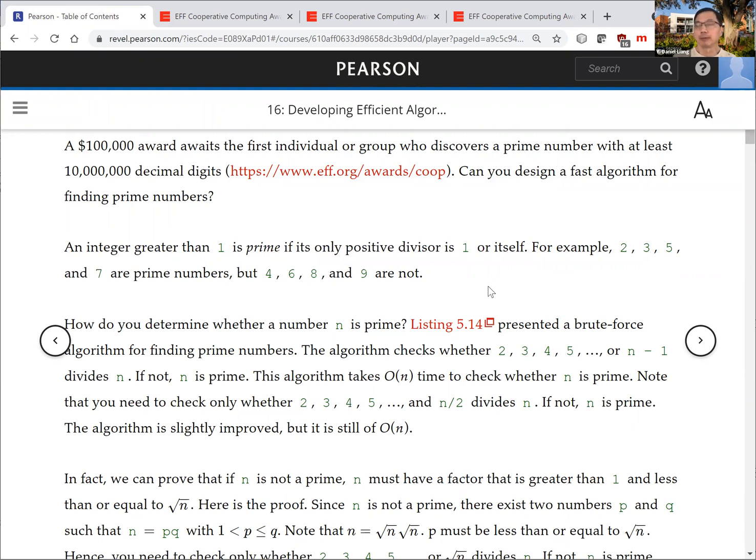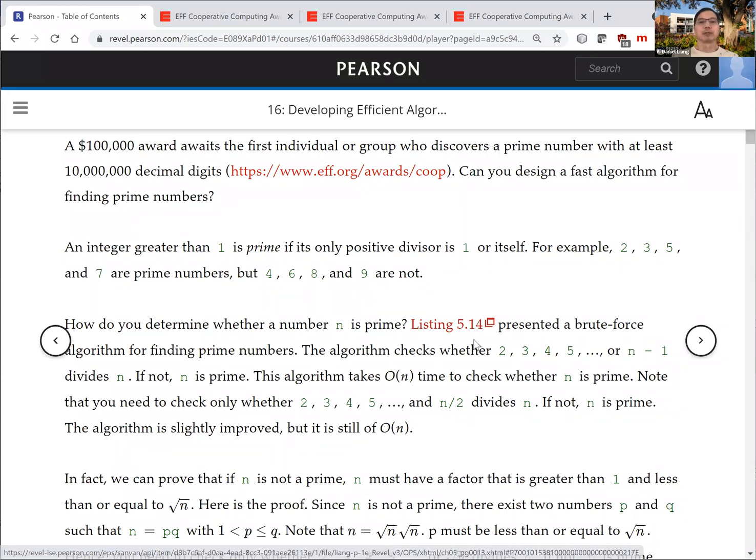We know what a prime number is. We have written programs to find prime numbers. It's not difficult to write this kind of program, but it's not easy to get a very efficient algorithm that discovers large prime numbers.